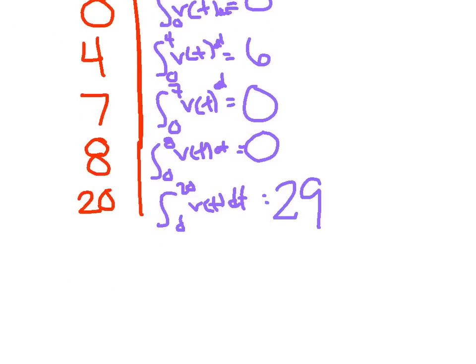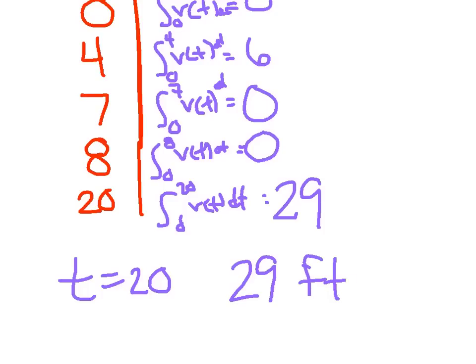So the question said, at what time is the squirrel farthest from the building? So I would say at t equals 20. And how far from the building is he? 29, and I believe we were in meters. I'm sorry, feet. 29 feet from the building.